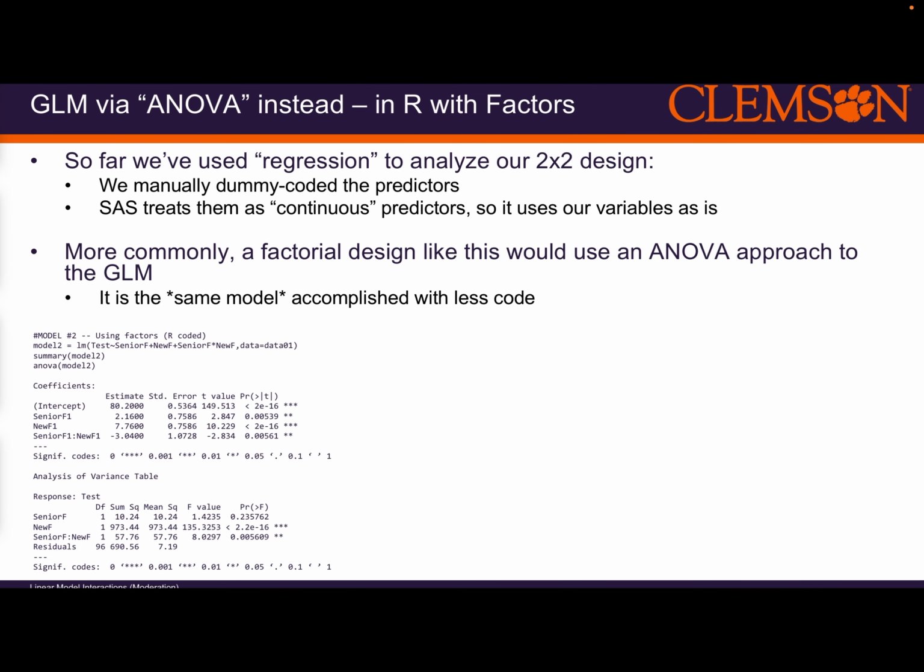Now, instead, if we do this in the ANOVA method in R, what we would have to do is treat senior and new as what are called factor variables in R.